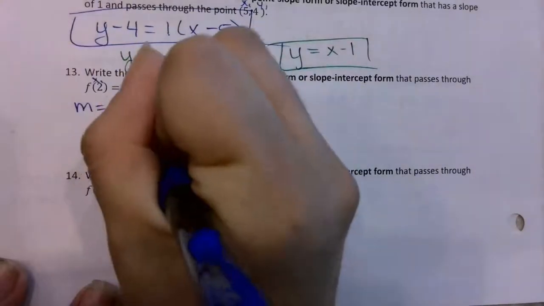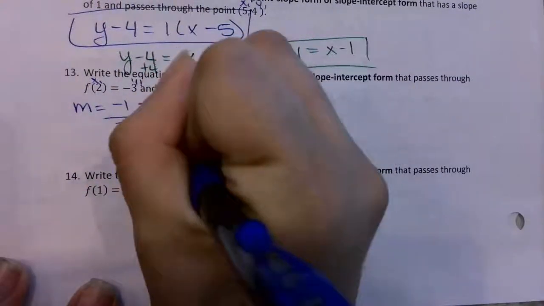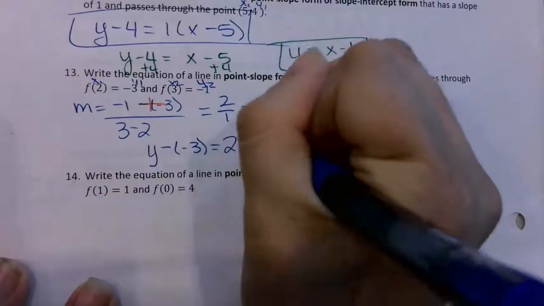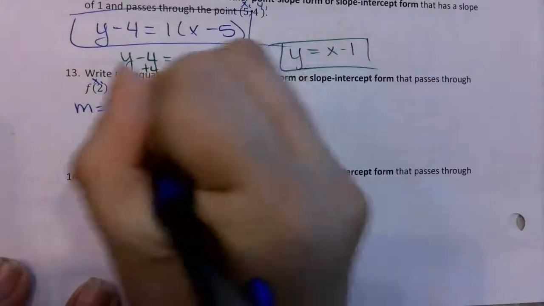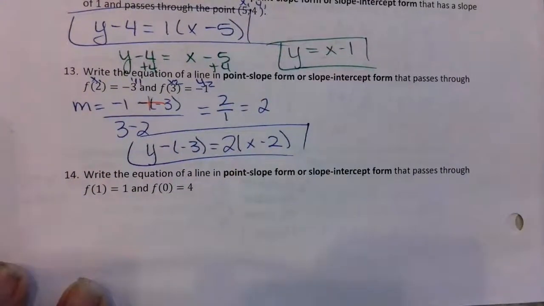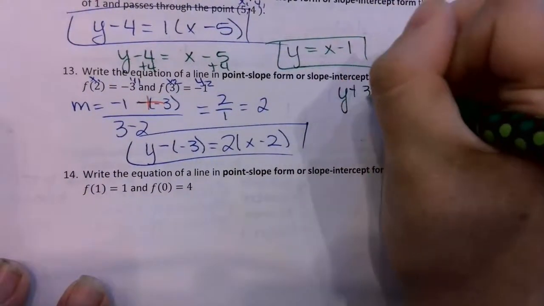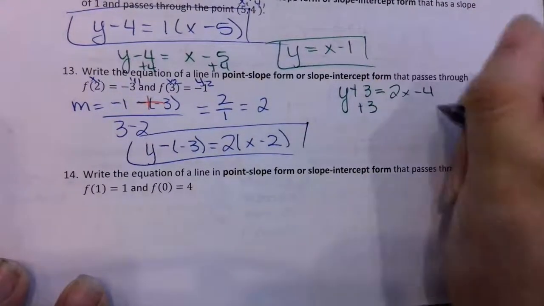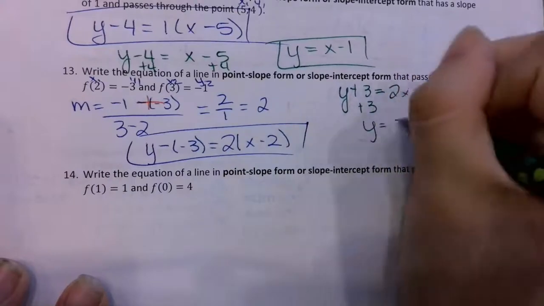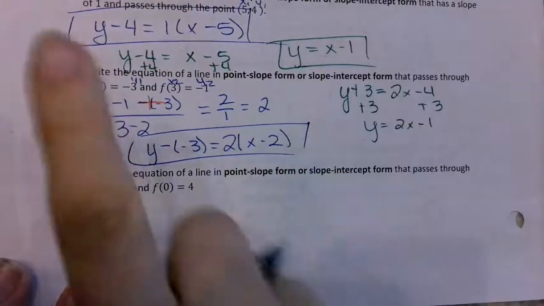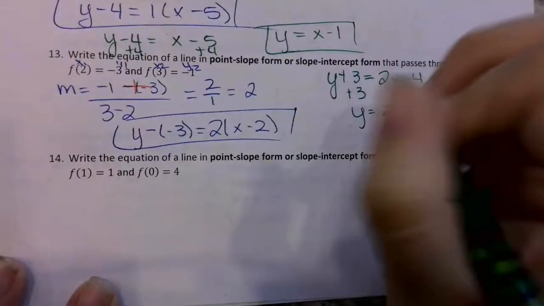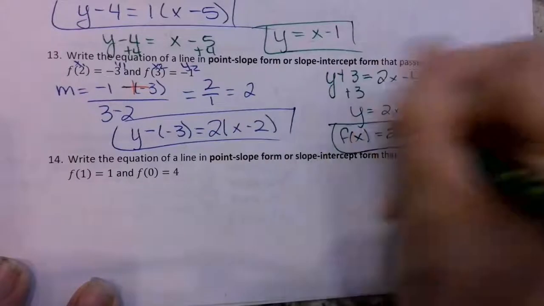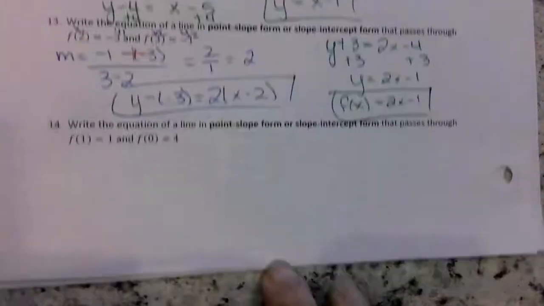I'm going to plug this into point-slope form, and I'm going to have y minus -3 equals 2 times x minus 2. I can leave it like this, or I can go ahead and simplify. So if I simplify, I have y plus 3 on the left, 2x minus 4 on the right, then I add 3 to both sides, which gives me y equals 2x minus 1. Since it was given to me in function notation, I would want to keep it that way. So then I have f of x equals 2x minus 1. Both answers are correct again.